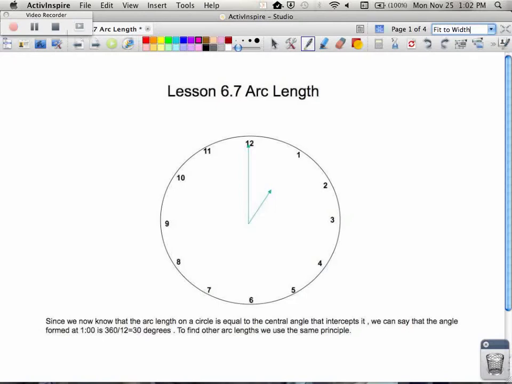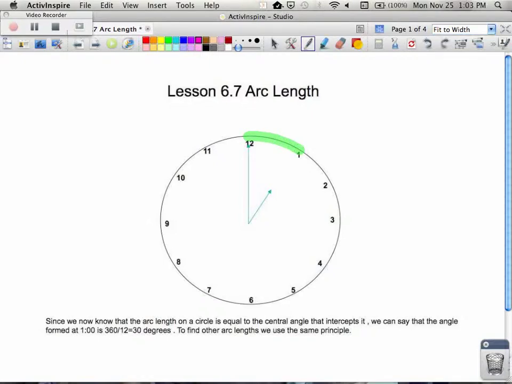In lesson 6.7, we're going to be talking about arc length, which has to do with the distance around the perimeter or the circumference of a circle. As we look at this clock, since we know that the arc length on a circle is equal to the central angle that intercepts it, we can talk about the measurement from the two hands creating the 1 o'clock position, which would be this arc length here from 12 to 1.